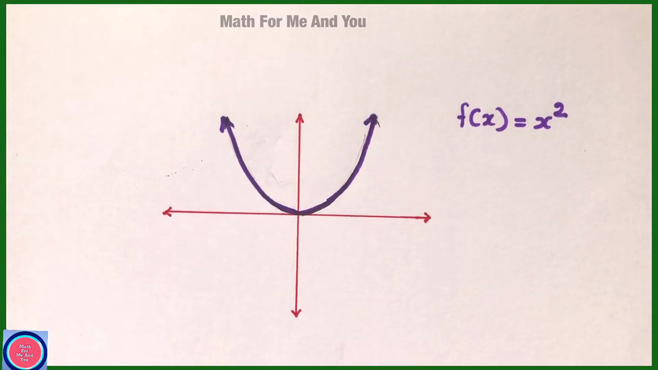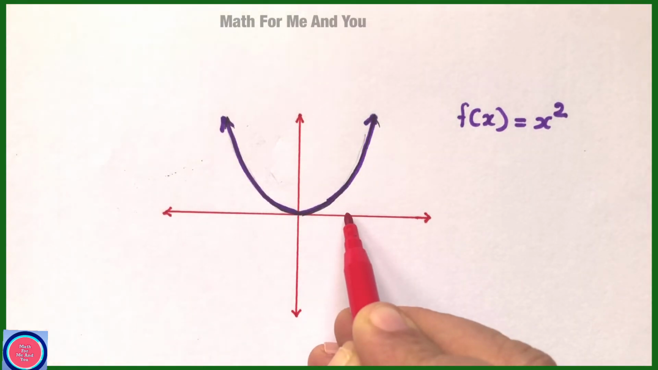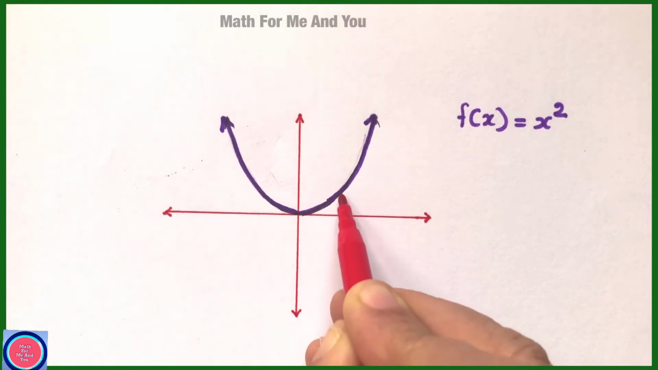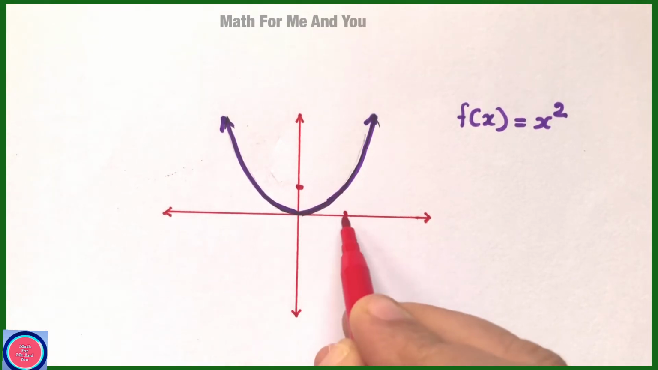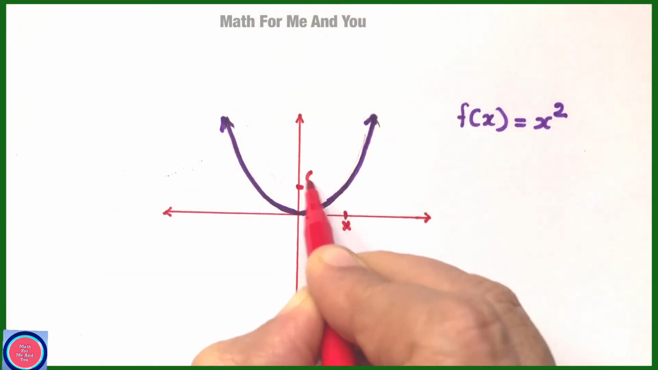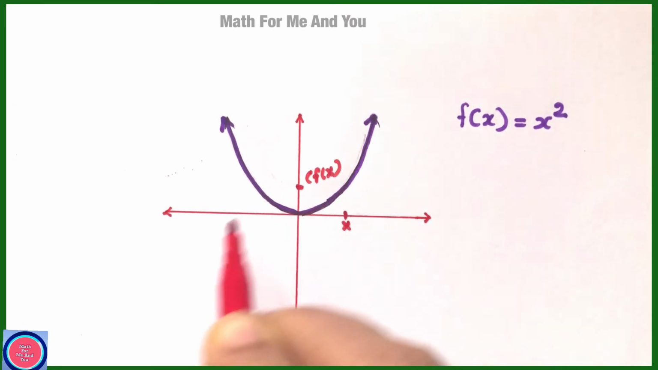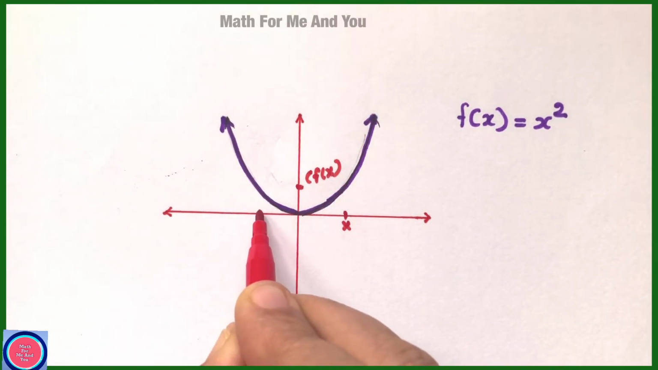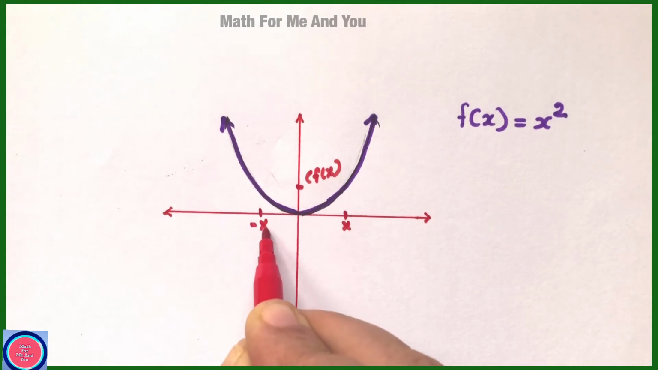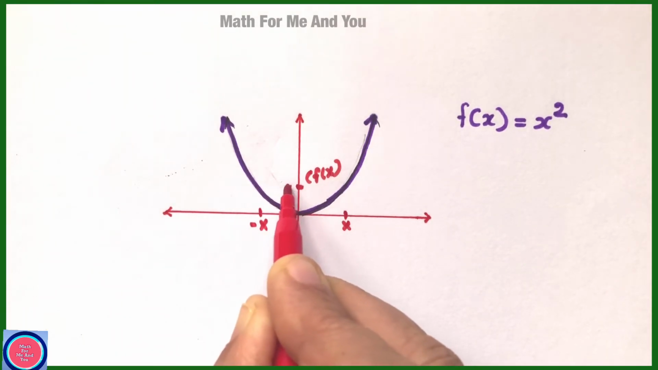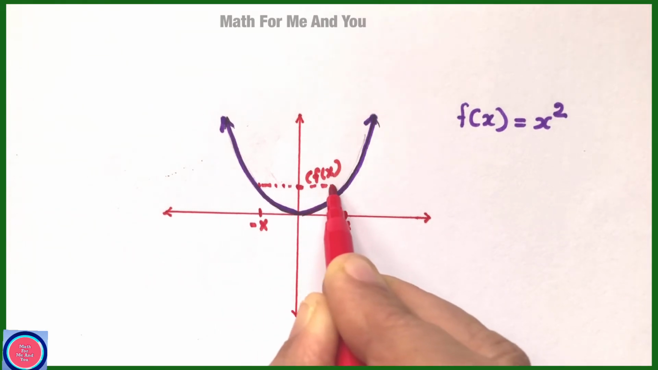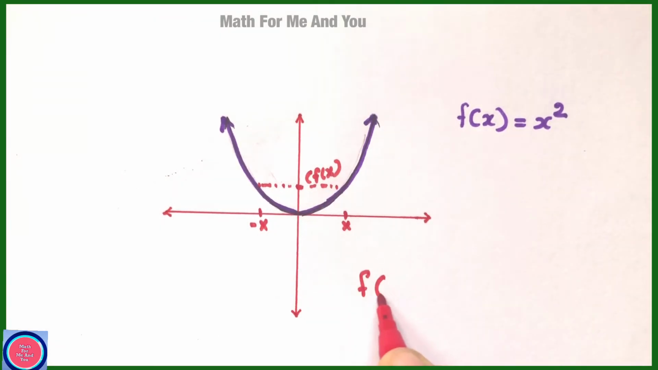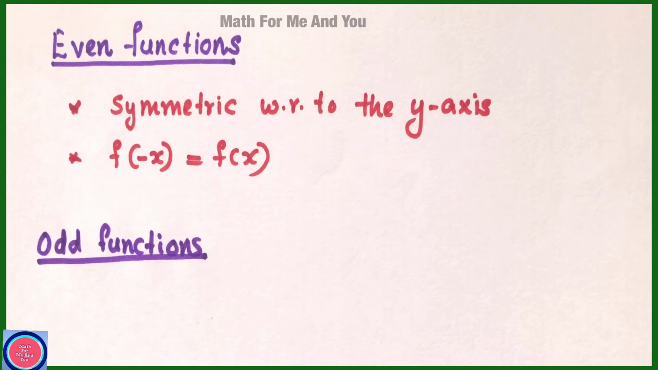Now here we can see a graph of the function f of x equals x square, and it is symmetric with respect to the y-axis. What does it mean? It means when we look at the y-axis, both the right side and the left side look similar, or the value of the function at x, that is f of x, and the value of the function at minus x, that is f of minus x, are the same. So we could write f of minus x is equal to f of x. For an even function, f of minus x equals f of x.